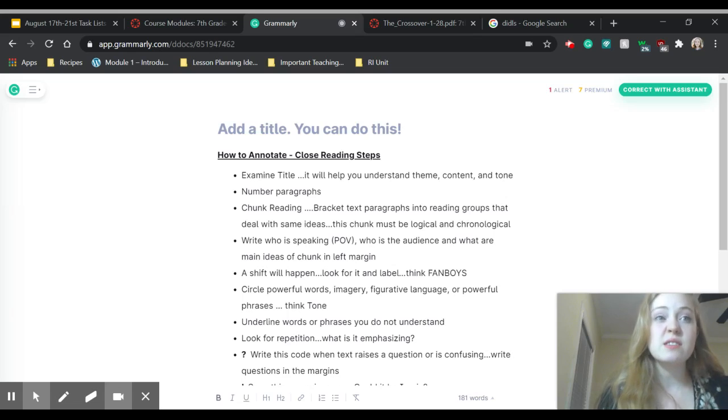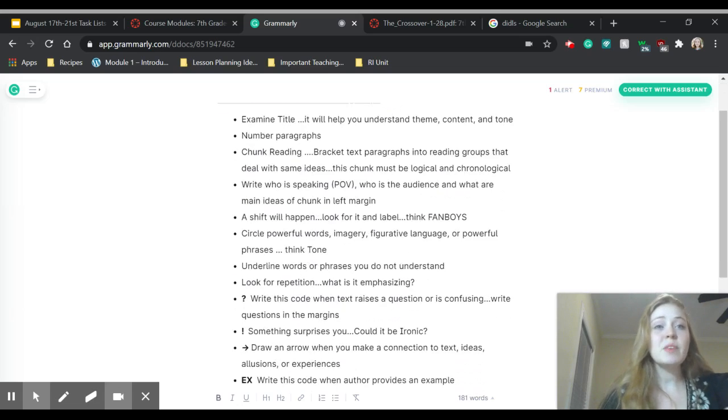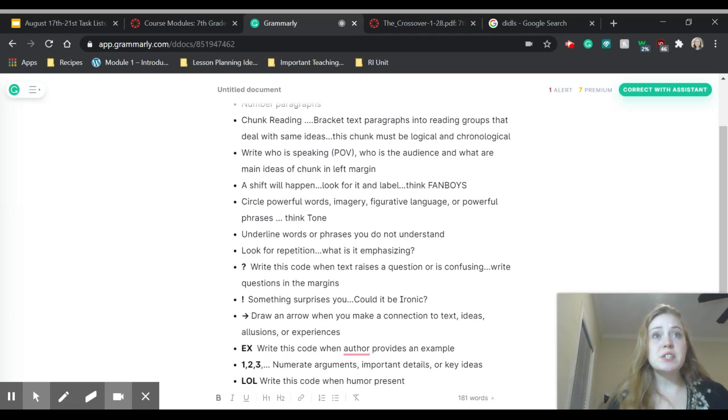Then if you have questions when you're annotating and you don't understand, you can underline those words or circle them, and you can put a question mark by those things. If you see something that's confusing, you can write a question mark on it. Another thing you can do is if you see something that's surprising or you're shocked to see, you could put an exclamation point.